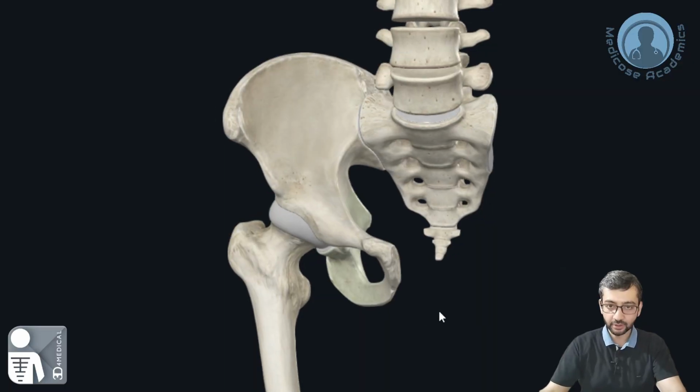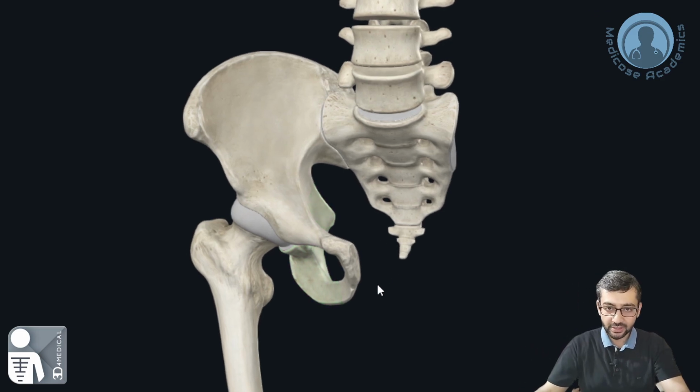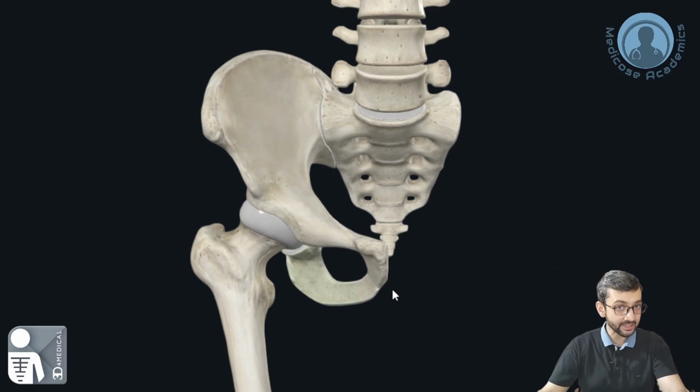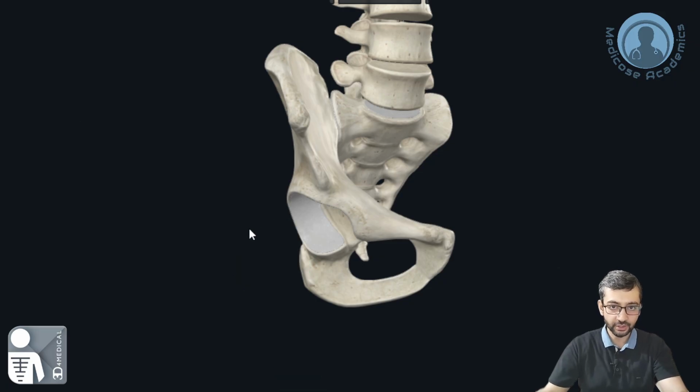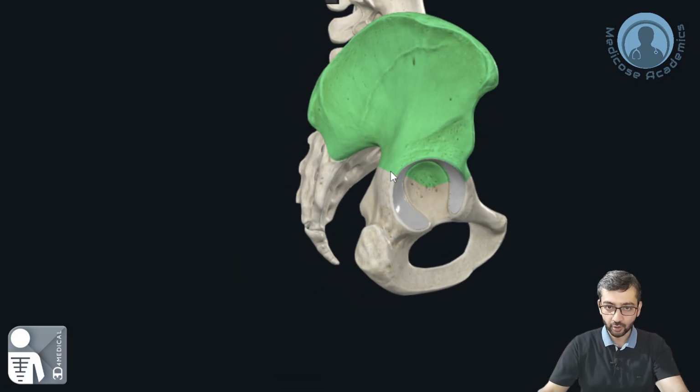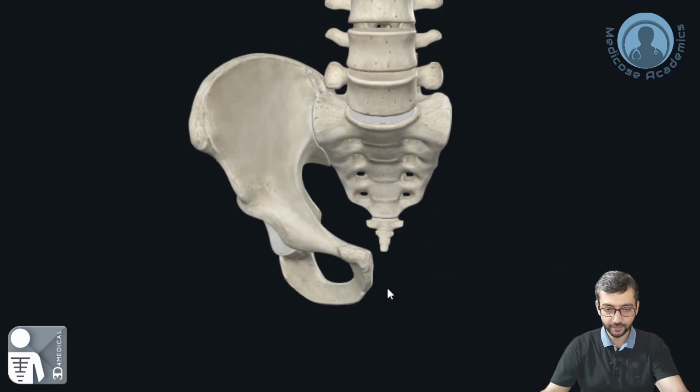In the adult bone, you see them as a fused bone because they have ossified and fused over time, so you don't see any difference. But in children, you can see them as independent bones, and all three of them join together at this point of the acetabulum, where the femur bone will be attached.